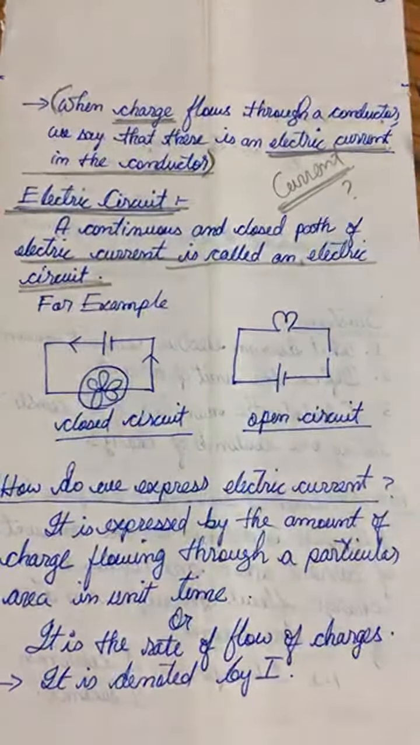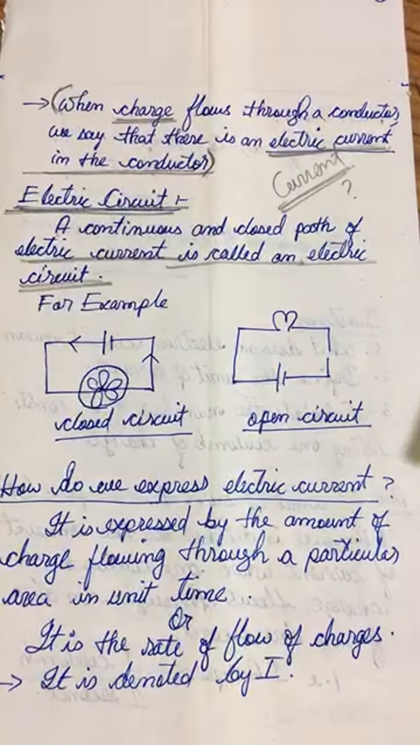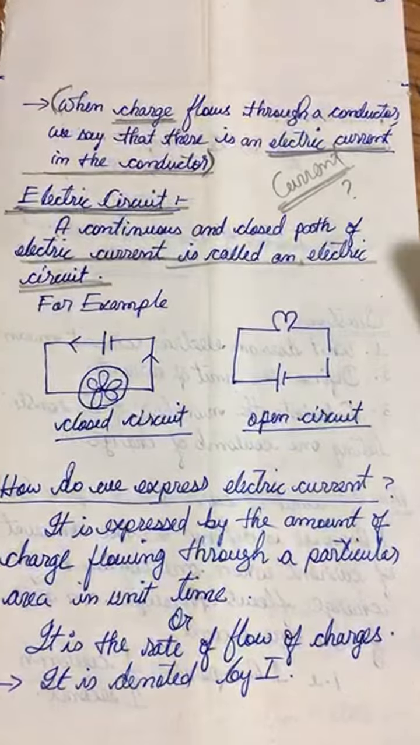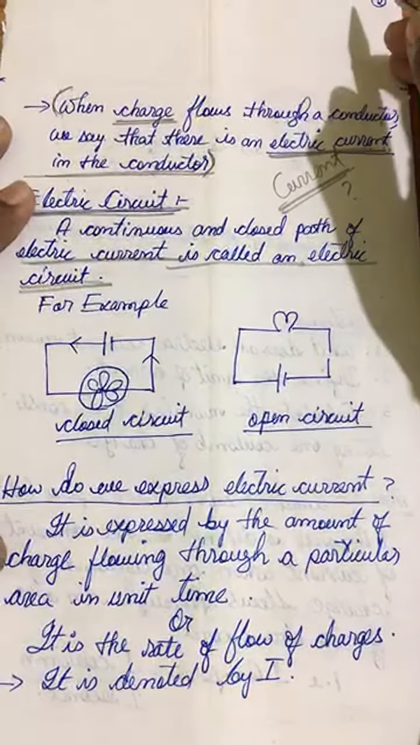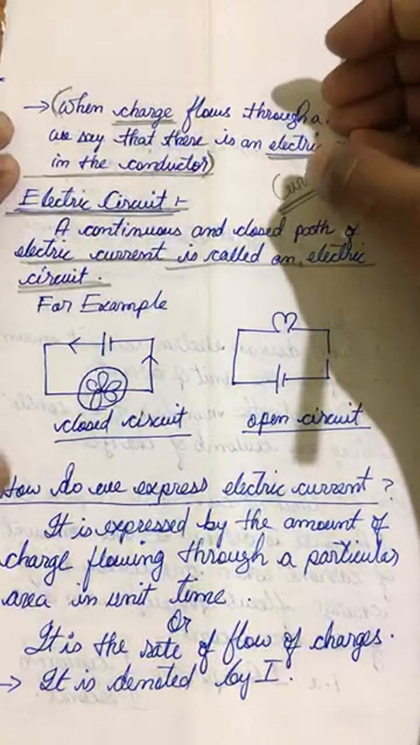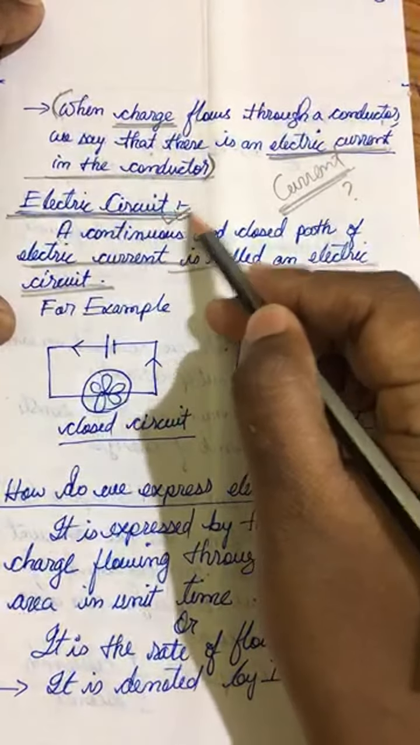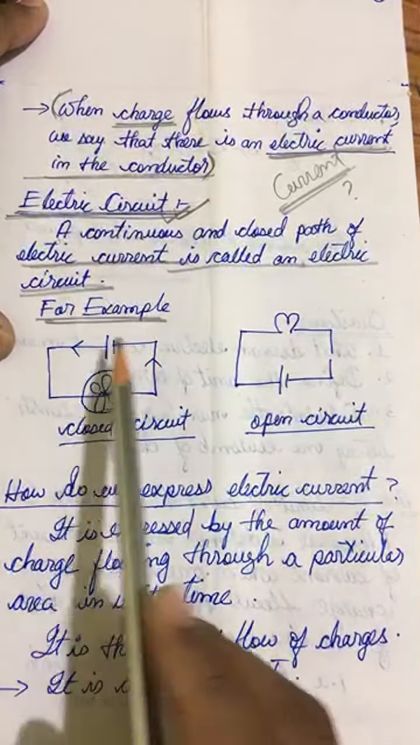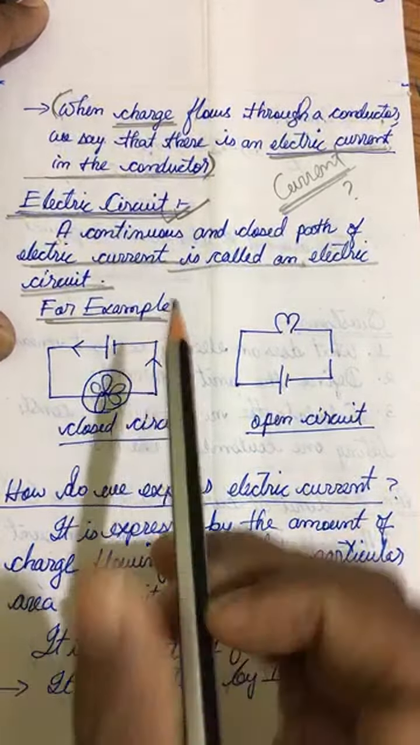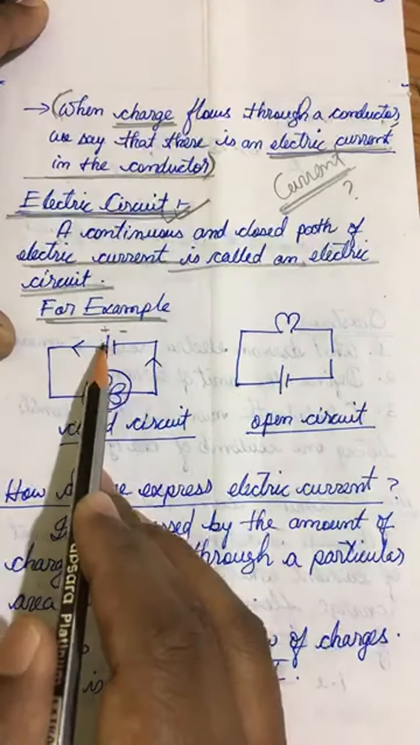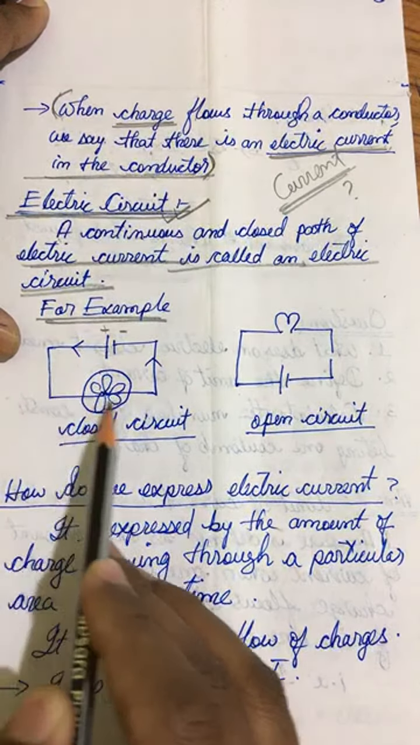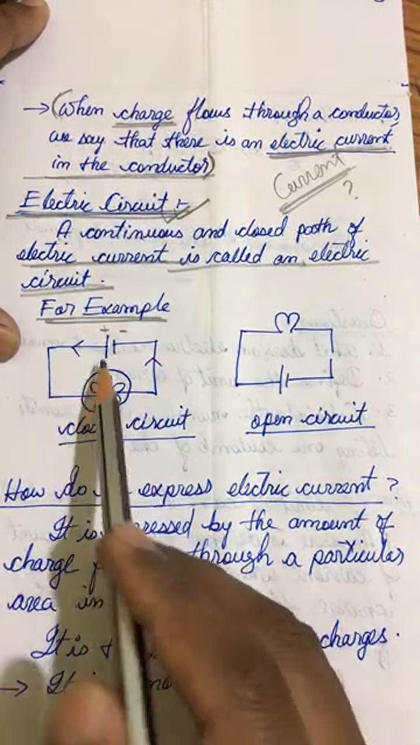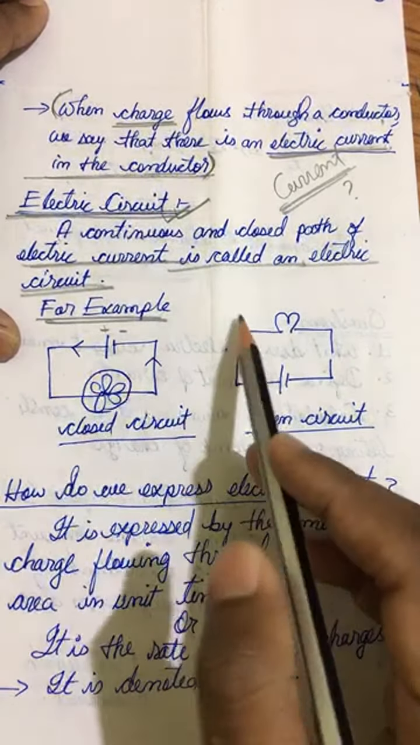So let me explain it. For example, for the flow of water, we have the river. Similarly, for the flow of charges, we need a certain path. That path in which electric charge flows is called an electric circuit. For example, if this is a cell, meaning a battery, it gives charge, and this charge flows through this conductor. So this is a circuit, and this is also a circuit.